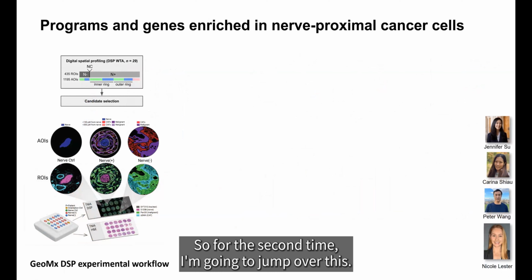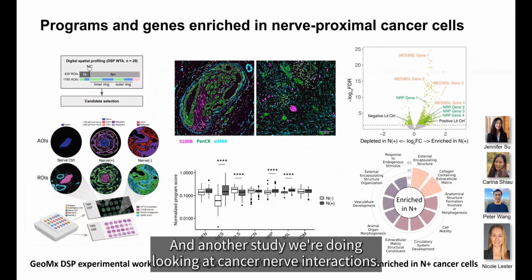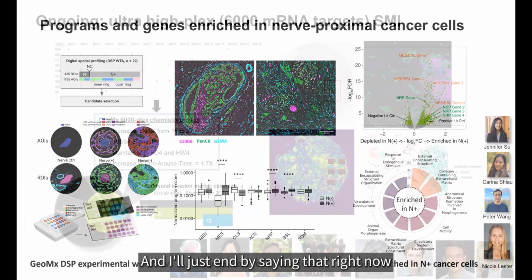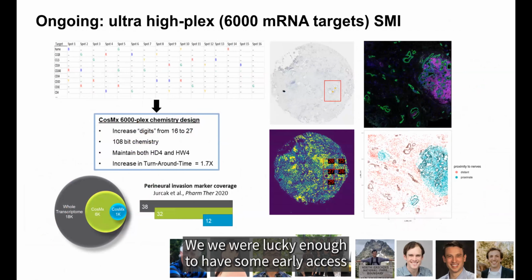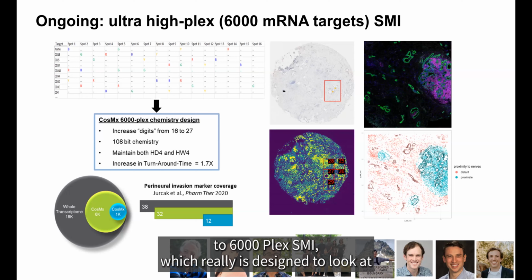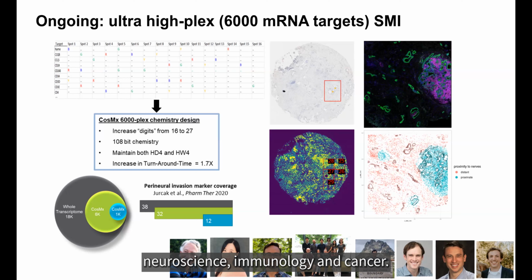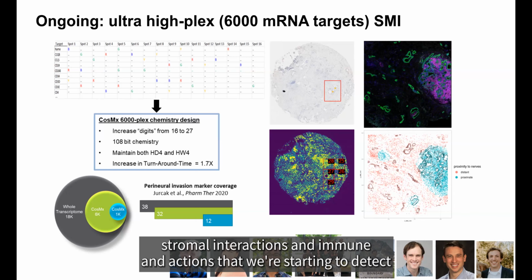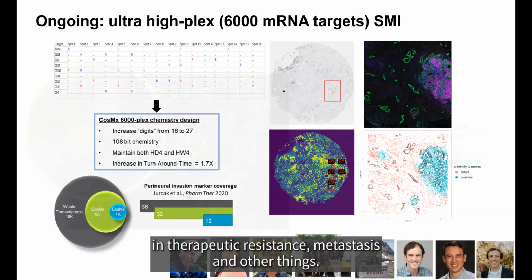All right, so for the sake of time, I'm going to jump over this. This was an orthogonal point I was going to make about these programs and another study we're doing looking at cancer nerve interactions. And I'll just end by saying that right now we have, among some other exciting collaborations, early access to 6,000 plex SMI, which really is designed to look at neuroscience, immunology, and cancer. And this is really getting at some of the very interesting cancer nerve stromal interactions and immune interactions that we're starting to detect may play a very important role in therapeutic resistance, metastasis, and other things.